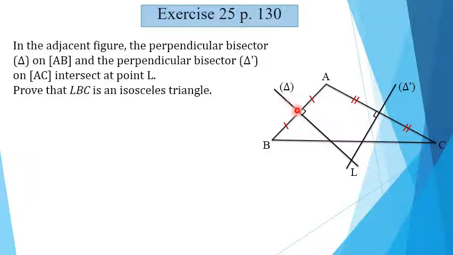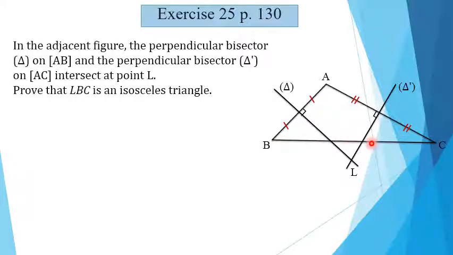Given that delta is a perpendicular bisector of AB, so delta is perpendicular to segment AB at its midpoint, which is here. Also, delta prime is the perpendicular bisector of AC, so it's perpendicular to AC at its midpoint. These two perpendicular bisectors, delta prime and delta, intersect at point L. Now, it's required to prove that LBC is an isosceles triangle. This is point L, this is C, and this is B.